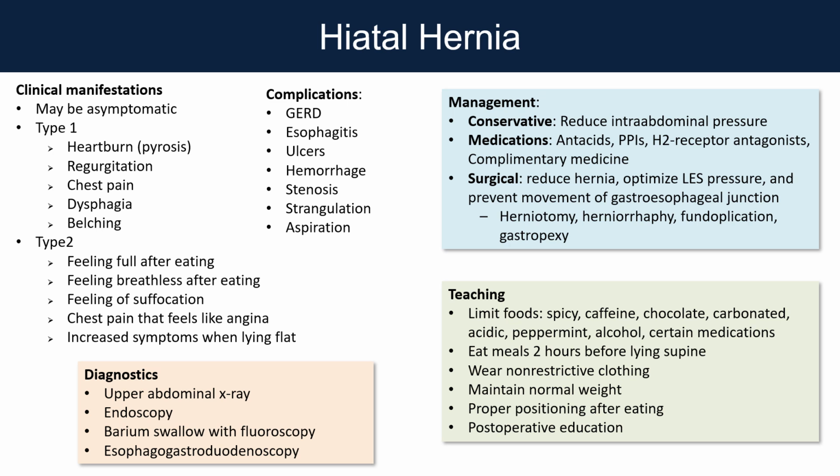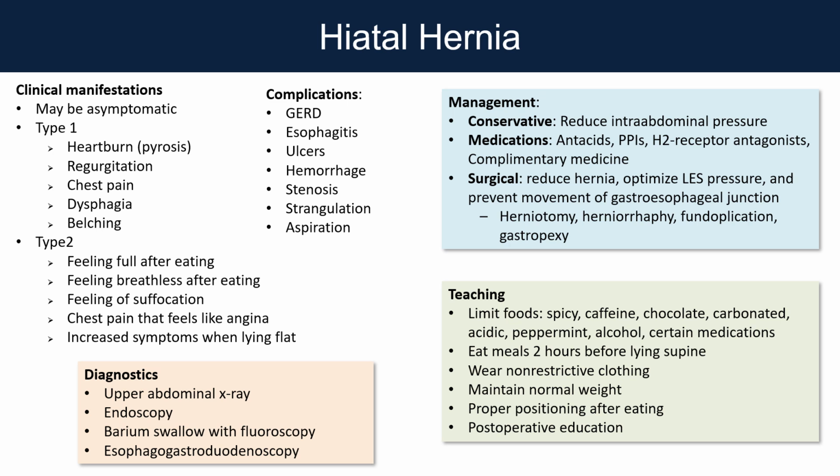Surgery is when all of our efforts have failed and the patient still doesn't have relief, or it's one of those type 2 hiatal hernias where it's being strangulated and you have to do surgery no matter what. So it really just depends on how severe it is which type of surgery they're going to do. Diagnostics to find this out: upper abdominal x-ray, endoscopy, barium swallow, or an EGD.